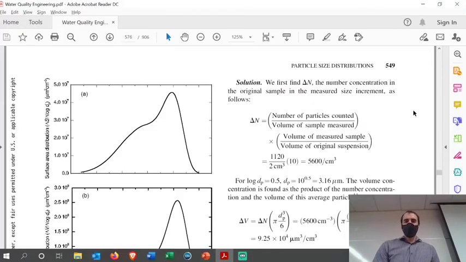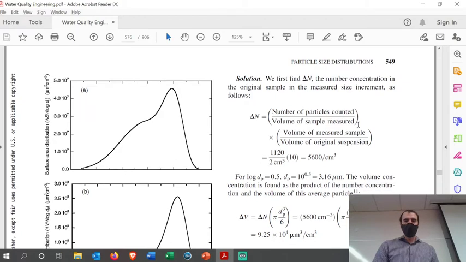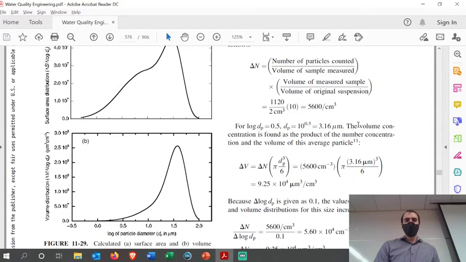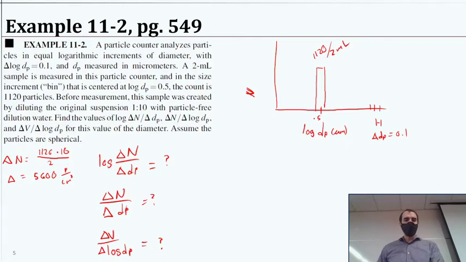Okay, hopefully that makes sense. Certainly not too difficult once you understand where they're going with it. The next piece would be to look at the log of the diameter of the particle, so we have this in the log term. We know log dp is 0.5 for this bin, or it's centered around that, and so we'll use that as the average for these particles.